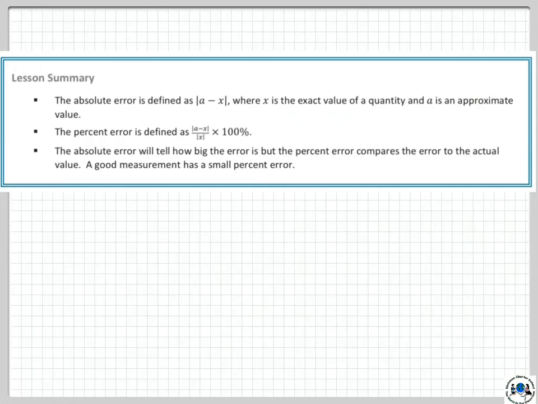Okay, so here we go. Lesson summary. The absolute error is defined as the absolute value of a minus x. That x, of course, is the exact value, the actual value. Other words to use for that: exact or actual, of a quantity, and a is that approximate value. That was the one that was estimated or expected or recorded, all those kinds of words that show us it's an approximation.